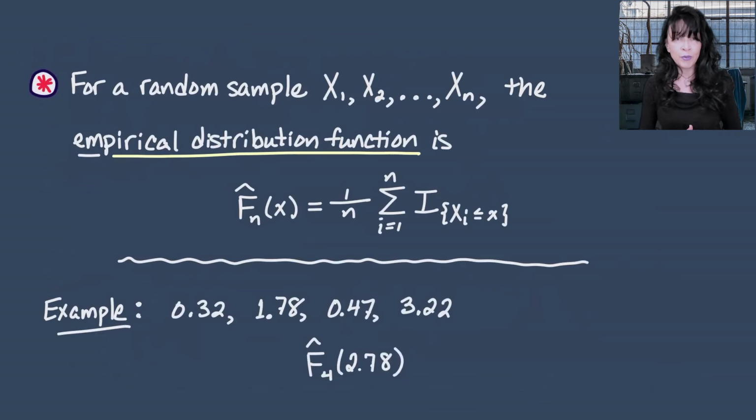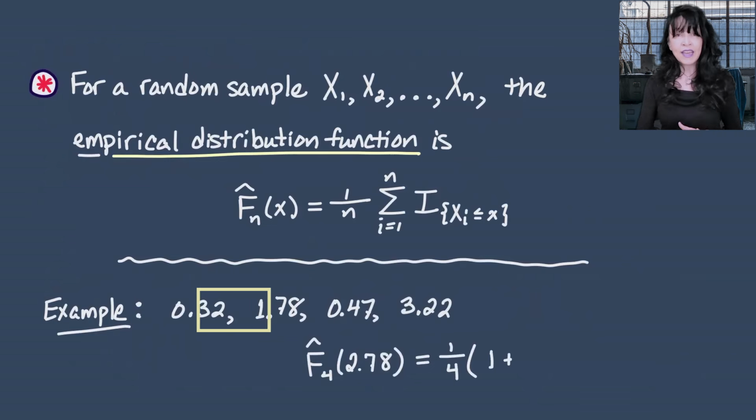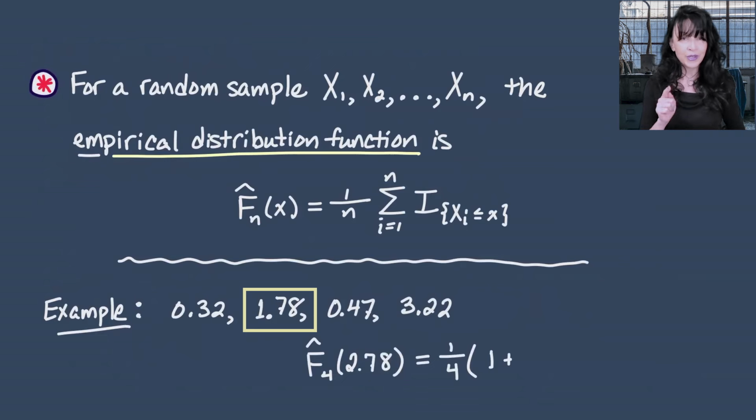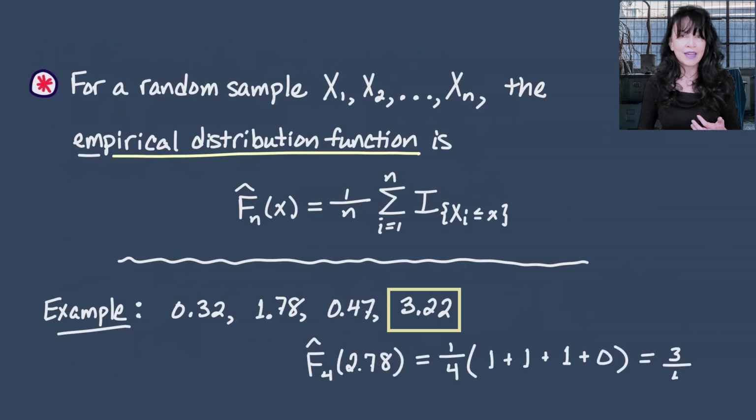But now, based on our new formula, we're going to get 1 over n, where n is 4, and we're going to get a bunch of indicators that take us through each value in this data set. So we look at the first value here. This is a realization or observation of capital X1. And you say, is this less than or equal to 2.78? Yes or no? If it's yes, and it is yes, you put in a 1. If it's no, you would put in a 0. But it's yes. And then you look at the second value and you say, is this less than or equal to 2.78? Yes or no? 1 or 0? The answer is yes, so we get another 1. If this value 0.47 is less than or equal to 2.78, that indicator is going to turn on and be 1. But the final value, 3.22, is not less than 2.78. So we get a 0 for our indicator.